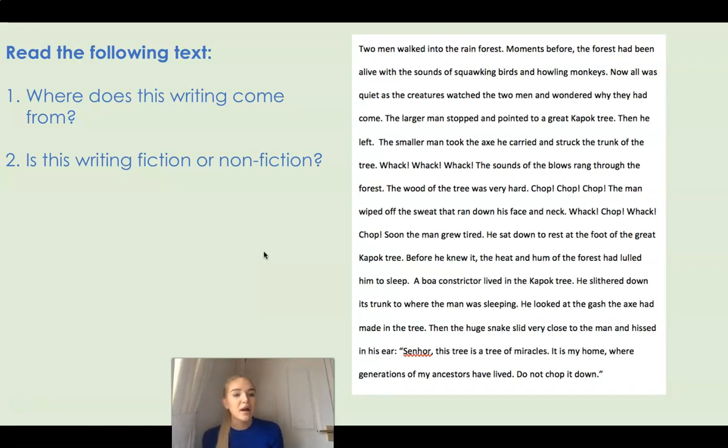Okay, so you might have noticed that we have got all about this. Two men walking in the rainforest, the squawking birds and howling monkeys. They watched the two men and wondered why they've come.